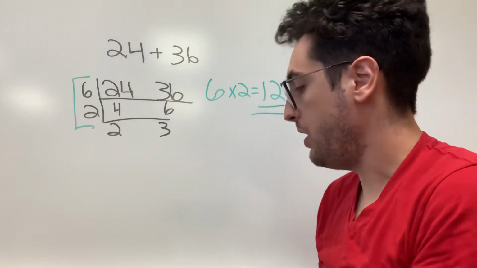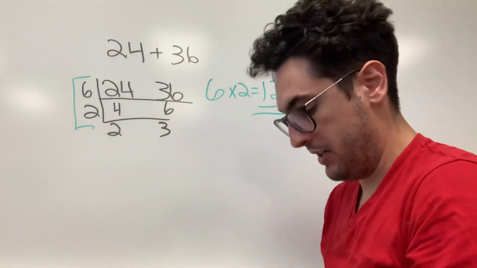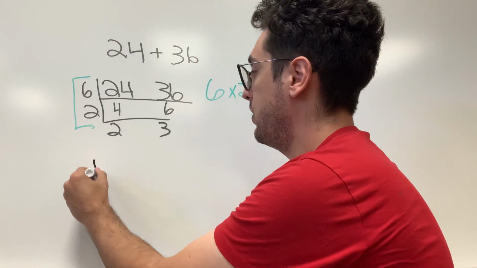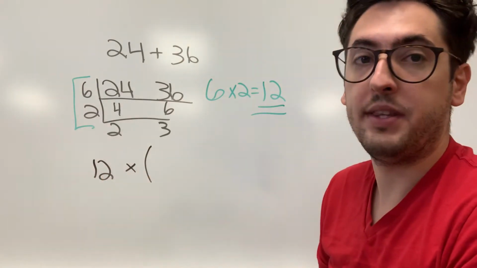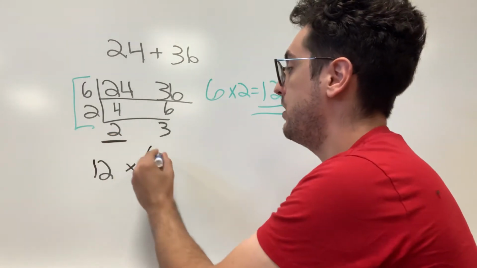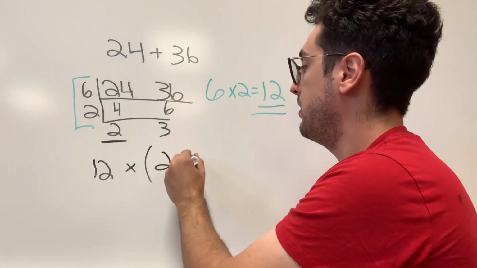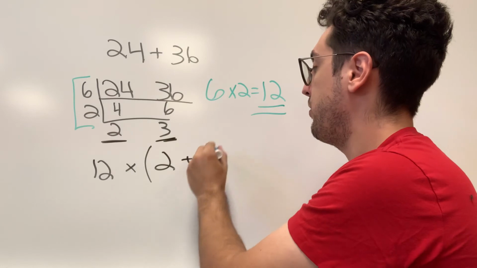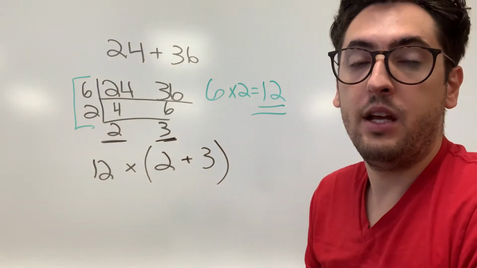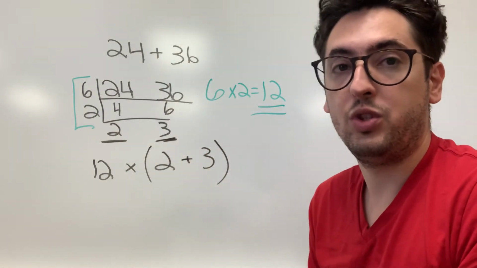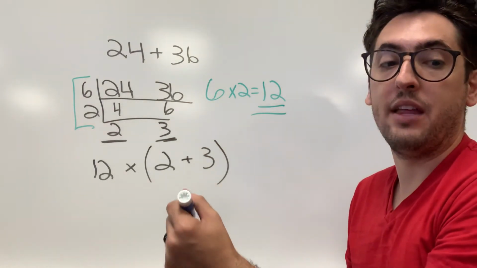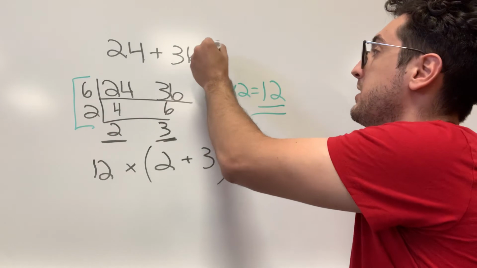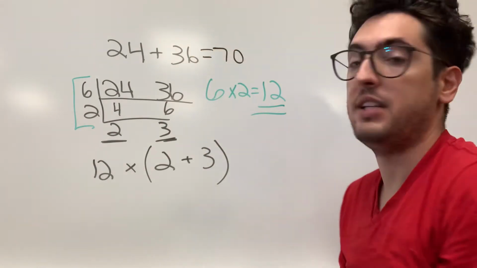So I start out with my greatest common factor times, I have my parentheses, 2 plus 3. Okay? Now, can we check this? Sure, we can check this. I know that if I add together 24 and 36, that's going to be 60. Okay?